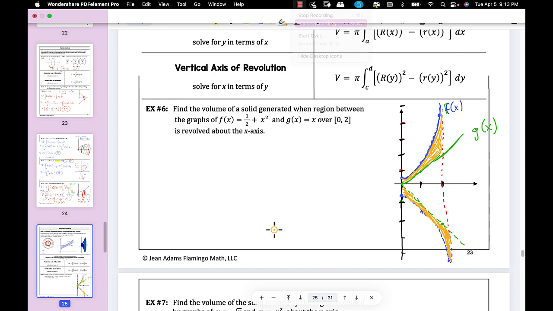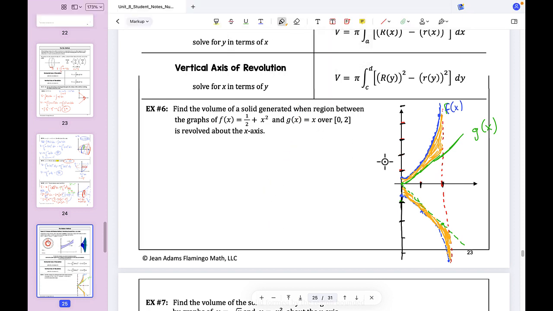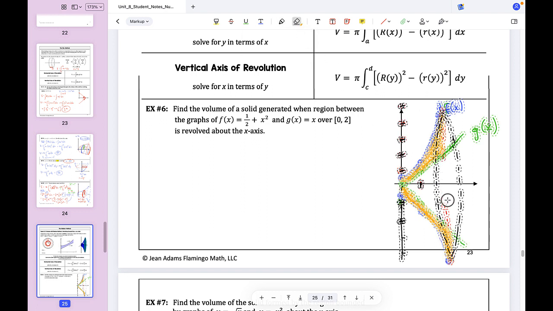Okay, here I redrew it for us. Maybe this will make it a little bit easier to follow. Okay, so when we revolve that around, we get this shape. And when we look at the shape, we have a large portion of this shape that is actually a hole, right?